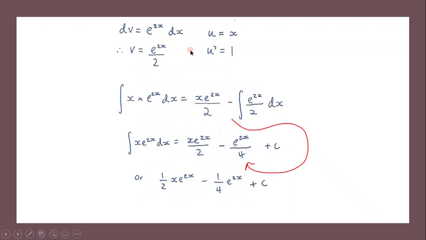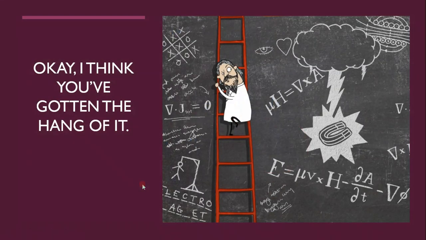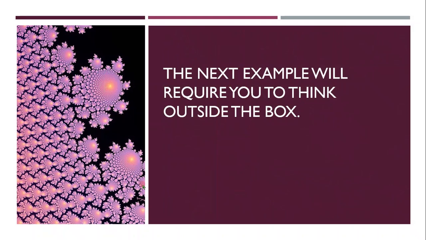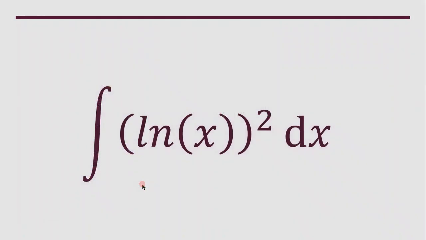So as you can see, we substitute these values into our formula and we integrate this function and we get this back. And you can leave your answer like that, or you can take out the fractions to make it look neater. So I think you've gotten the hang of it, you get the general idea of it. The next example will require you to think outside the box. They may or may not include this type of question in exams, so it's a good idea to understand it.